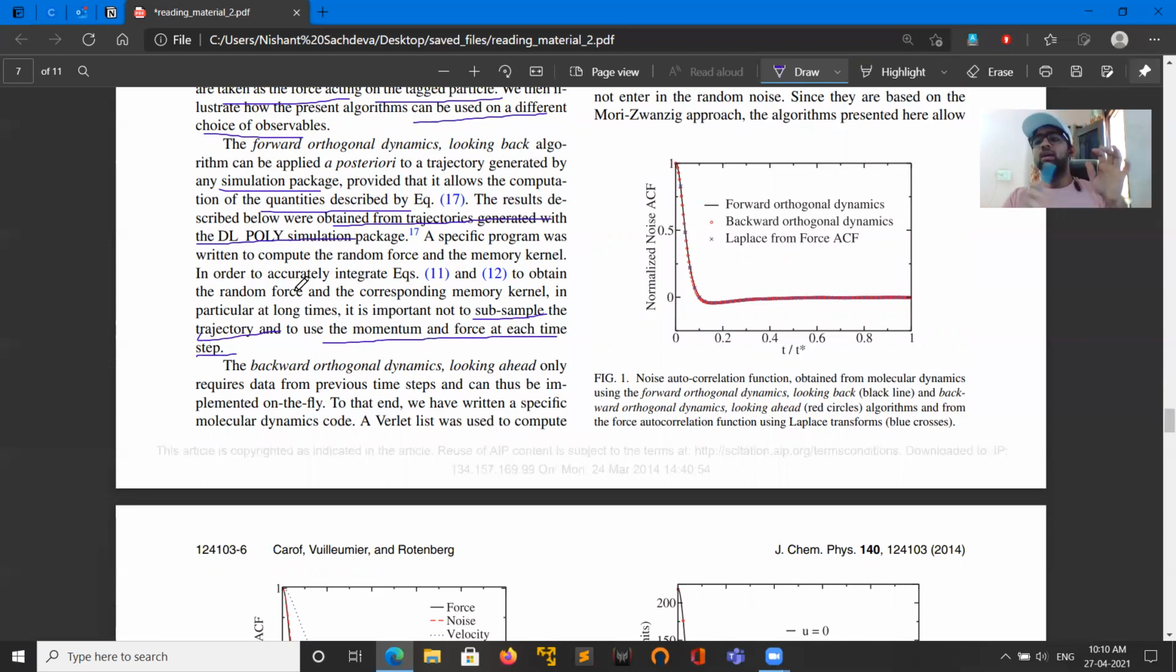We cannot take a sample and then extrapolate. That will be incorrect and will give wrong results.